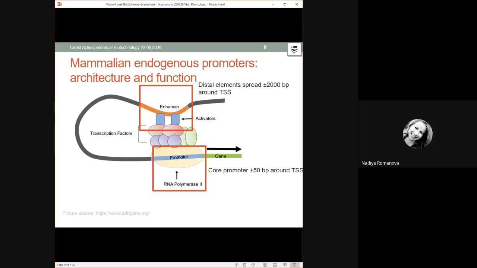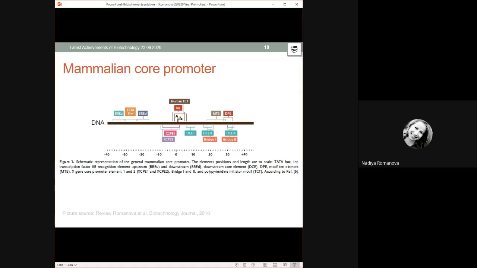Okay, this is the architecture. Now we will focus first on the core promoter. The mammalian core promoter, so these 100 base pairs surrounding the transcription starting sites. This is the picture out of my review with the whole annotation to it.